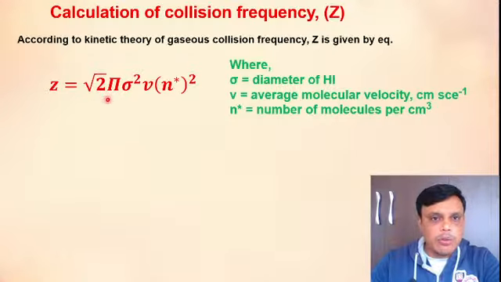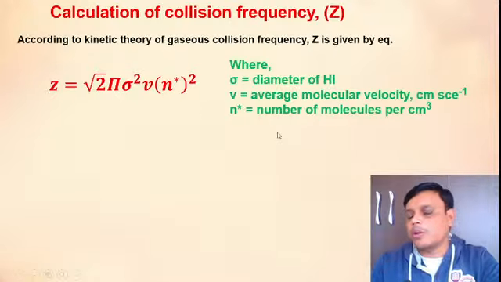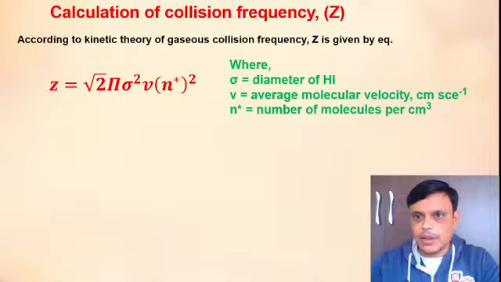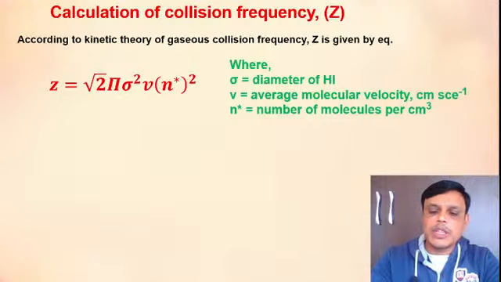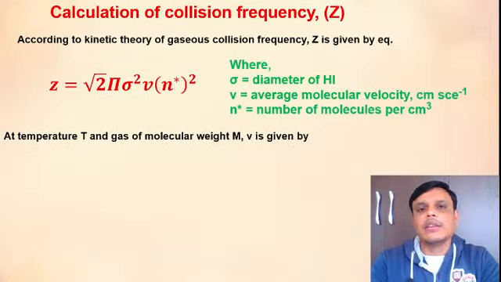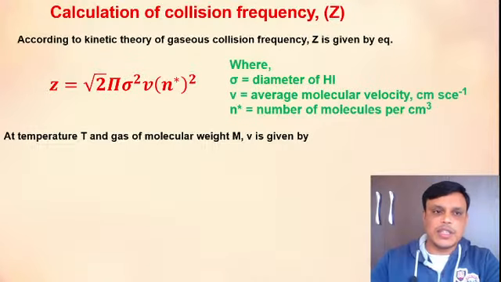Now you know all the values. Pi is 3.14, sigma is the diameter of HI, V is the average molecular velocity in centimeter per second, and n star is the number of molecules per centimeter cube. So by knowing these values, we can calculate the collision frequency Z at a temperature T and gas of molecular weight M.